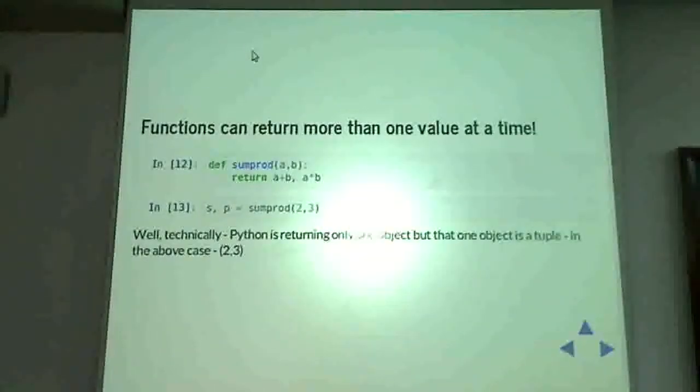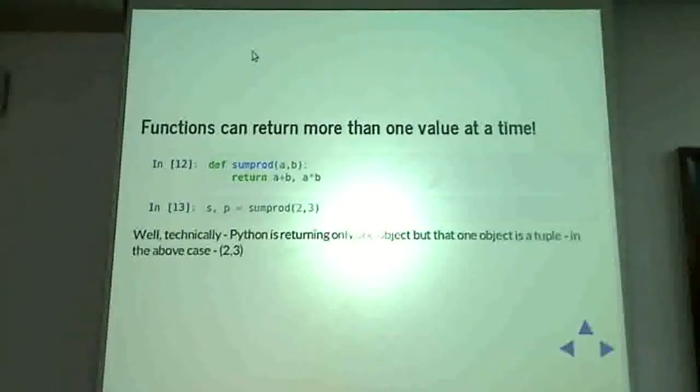Okay, so functions can also return more than one value at a time. The way you do that is just take all the values you want to return and put them in a comma separated list. So in this case, SUMPROD will accept two arguments a comma b and return a plus b and a into b. So I can say s comma p is SUMPROD 2 comma 3. So s will contain a plus b and p will contain a into b.